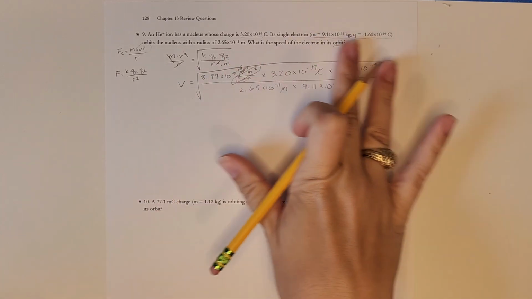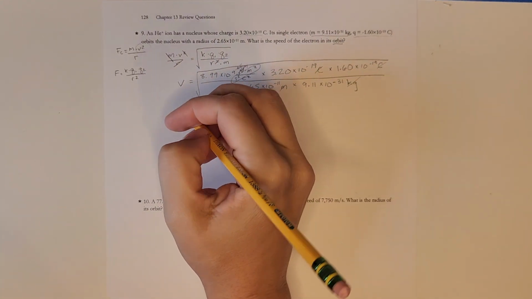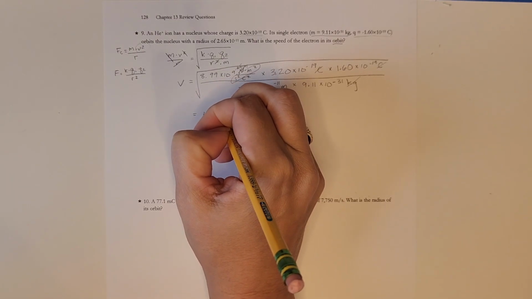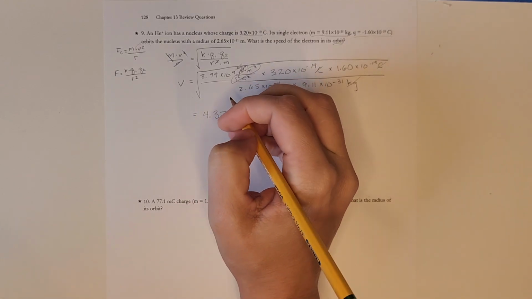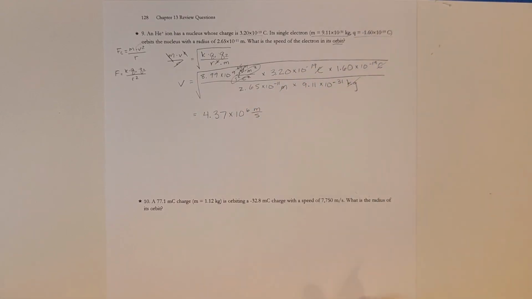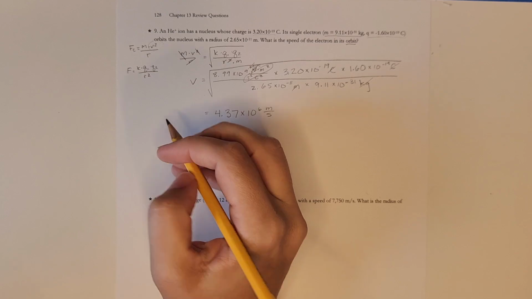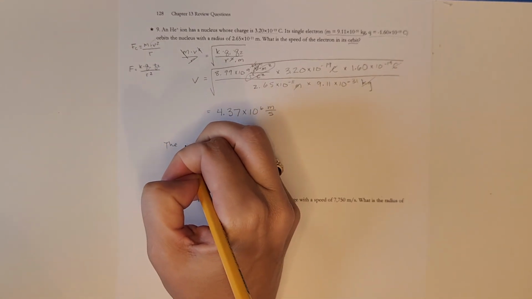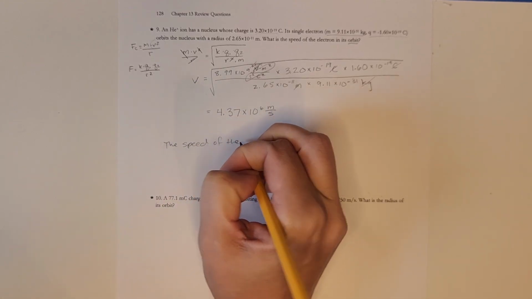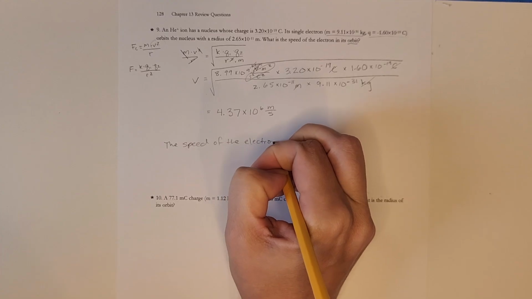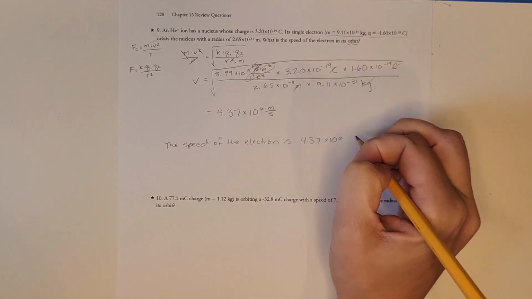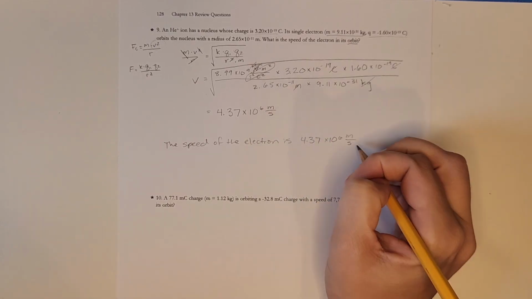Okay, so when you calculate all of this out with your calculator, you should get 4.37 times 10 to the 6 meters per second. All right, and so the speed of the electron is 4.37 times 10 to the 6 meters per second.